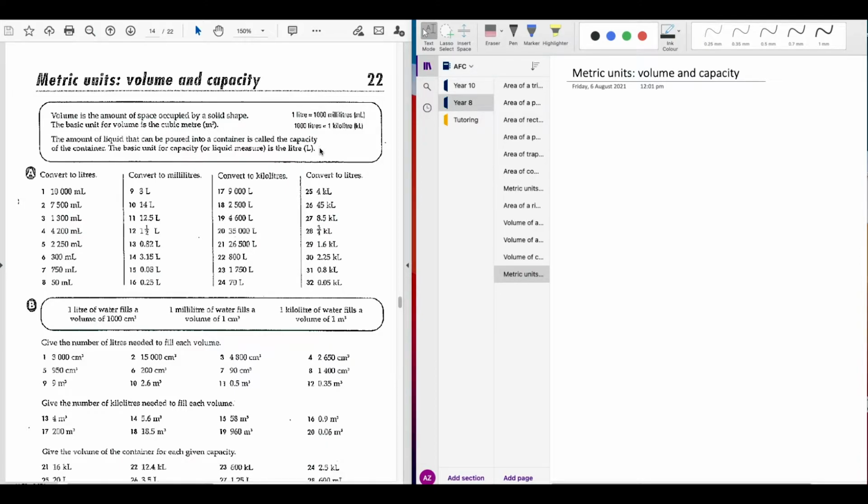It's going to start off pretty easy and get progressively more difficult. The question just asks you to convert to liters. This should be pretty straightforward. Question 1 says convert to liters, 10,000 mils. How do you convert from milliliters to liters? It's the same way as converting from millimeters to meters. To convert from something small into something big, you have to divide by 1,000.